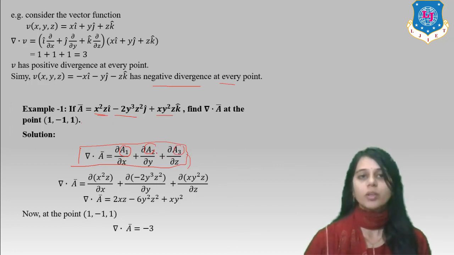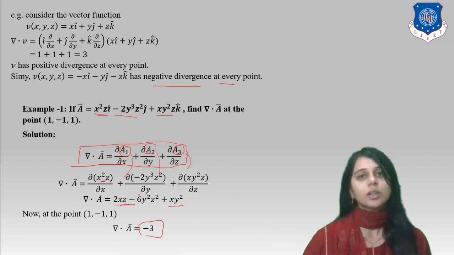Put the values of A1, A2 and A3 and differentiate. Differentiating with respect to x, we get 2xz. With respect to y, minus 6y square z square, and with respect to z it is x y square. And putting the values (1, -1, 1) in this equation, we get minus 3. So we say that it is a negative divergence at every point.